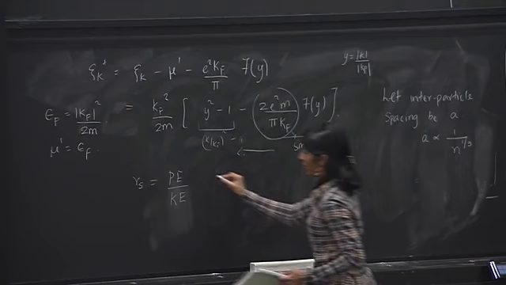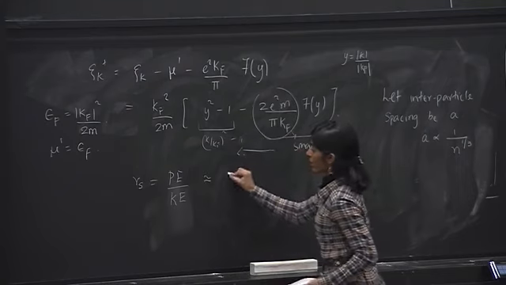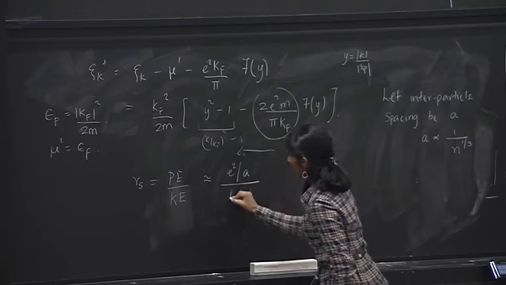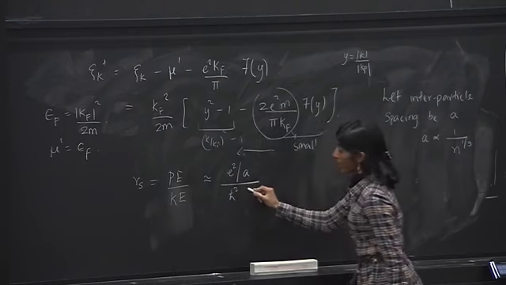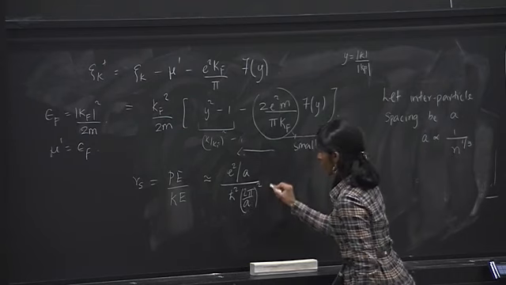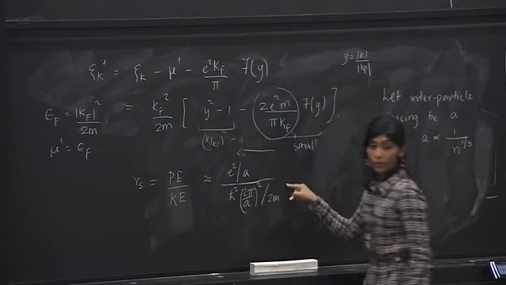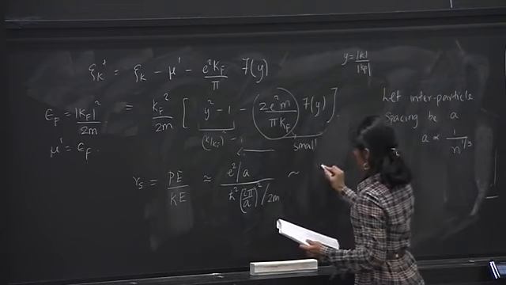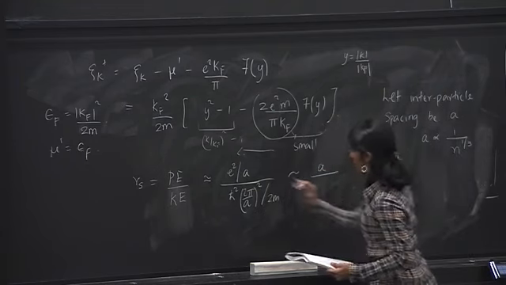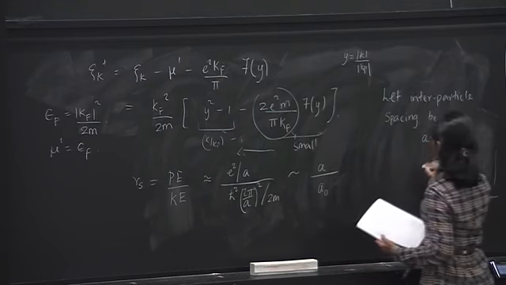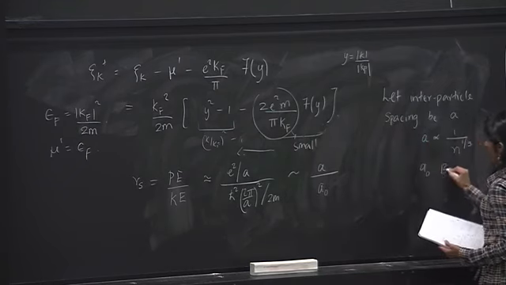So very crudely, potential energy is e squared over distance. Kinetic energy is h bar squared k squared over 2m, where k looks like 2 pi over A, very roughly. And so once I do this, up to constants, I get that this looks like A over A naught, where A naught is the Bohr magneton.